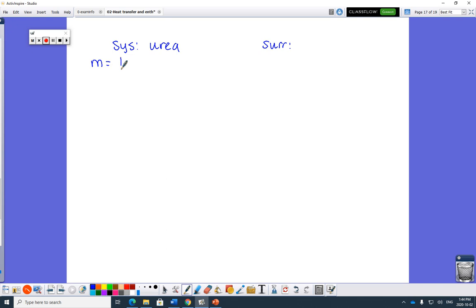So 10 grams of urea. Now, urea is NH2CONH2, so you would have to go through: nitrogen's 14, plus 2 hydrogens, so plus 2, plus carbon, which is plus 12. You're definitely going to need your periodic table for this, okay? So you can just trust me that it's 60.